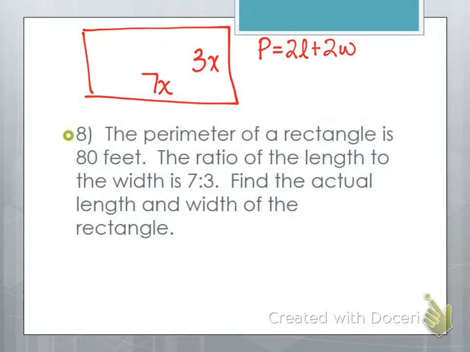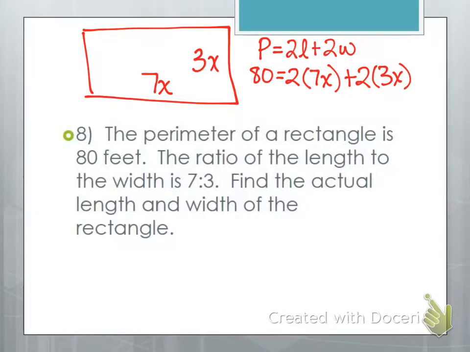So now we can start plugging things in. We know a number for the perimeter. What is it? 80 equals 2 times the length. Well, what do we have the length labeled as right now? 7x. Plus 2 times the width. What did we label the width? 3x. And now it's just a matter of using our Algebra 1 skills to solve this.